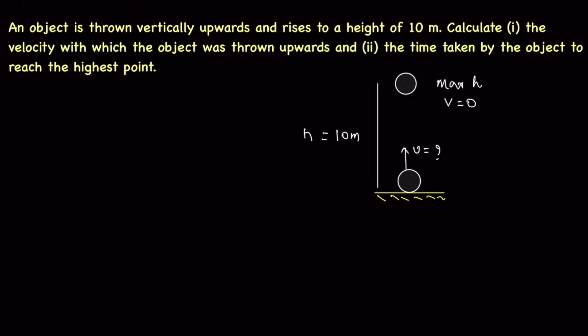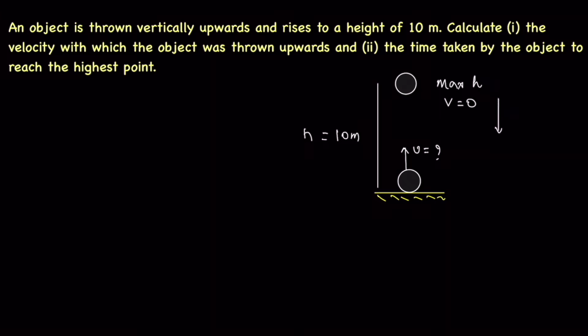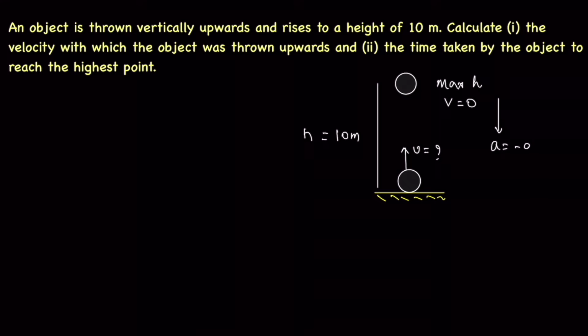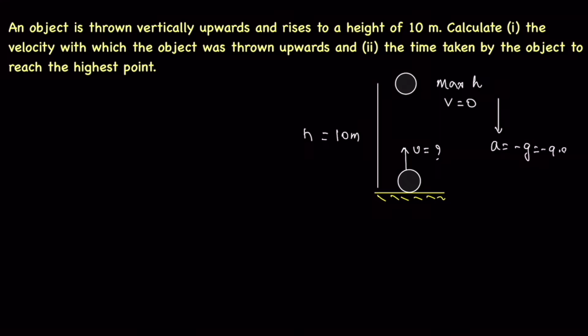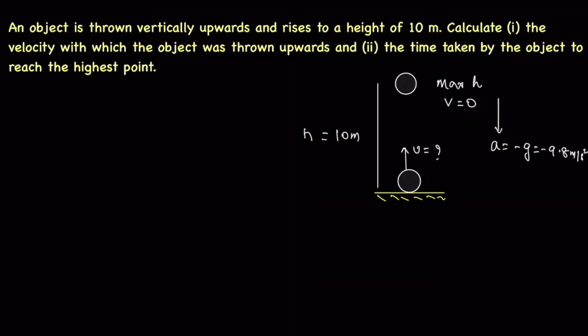And here acceleration is in the downward direction. So a is equal to minus g, minus 9.8 meter per second square. It is negative because the direction of motion and the direction of acceleration due to gravity are opposite.